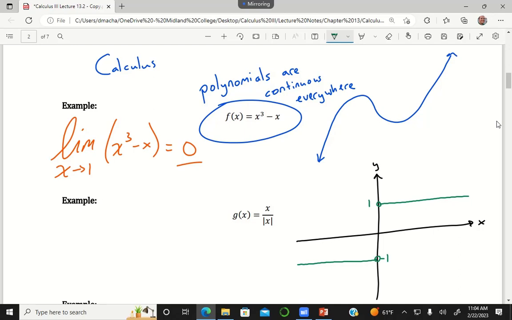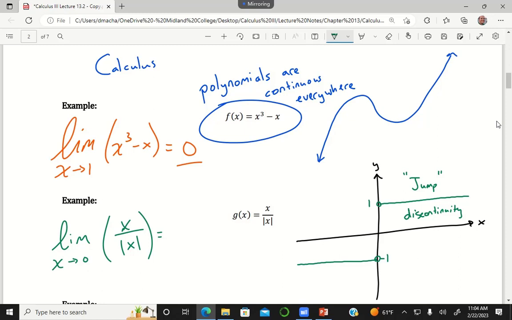So it'd be something like this. This is what I normally call a jump type discontinuity. And so if I happen to ask you about the limit as x approaches 0 of this function, x over absolute value x, then I would say that this limit does not exist. And you could just write the initials D and E for does not exist.